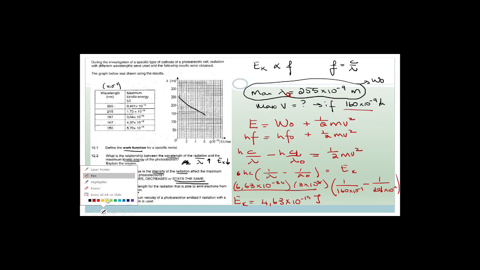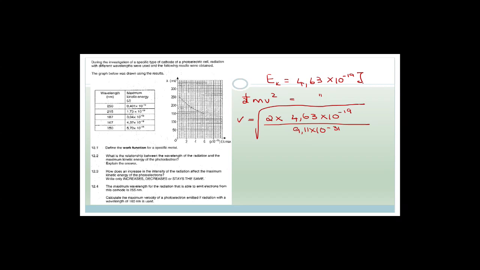So you know what I'm going to do? I'm going to erase all the ink. We have EK equals 4.63 times 10 to the negative 19 joules, but we know that that is equal to half mv squared. So therefore, we can solve for v. We can say v equals the square root of 2 times 4.63 times 10 to the negative 19, that's getting rid of the half, we've multiplied both sides by 2, divided by the mass of an electron, which is 9.11 times 10 to the negative 31. And now we need to square root it. Yes, I know that we can plus or minus it, but this is just a speed, so it's always going to be positive because it's a scalar.